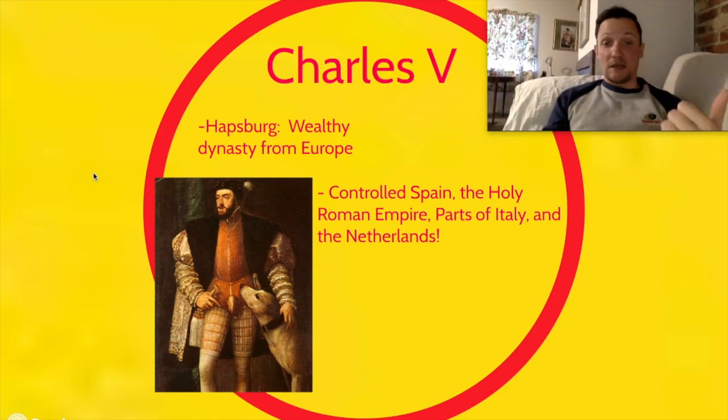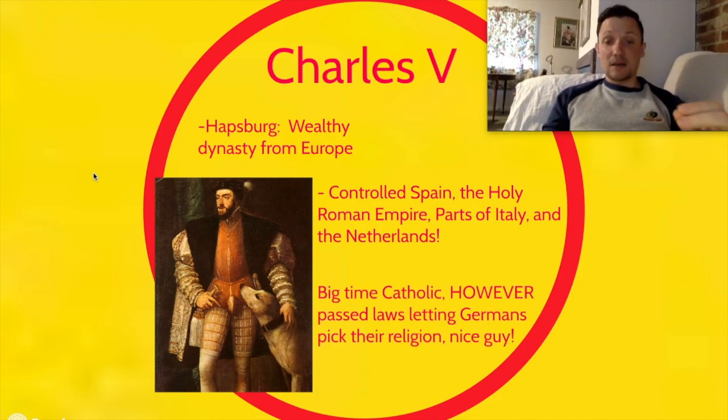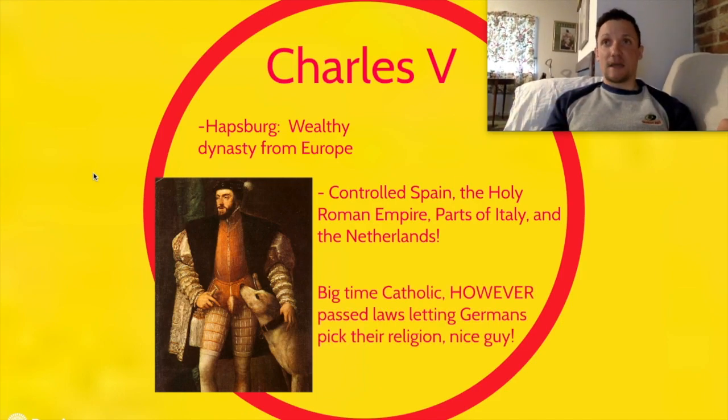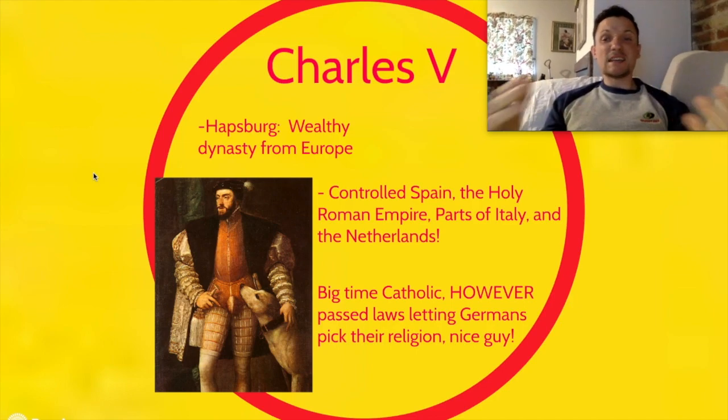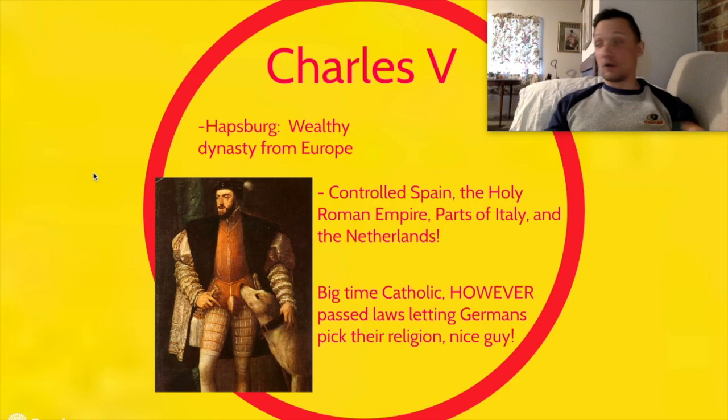He controlled Spain, the Holy Roman Empire, parts of Italy, and even the Netherlands and Belgium and different areas like that. So, big-time Catholic, huge Catholic. However, write this down, he is the Holy Roman Emperor when Martin Luther is performing the Reformation in the Holy Roman Empire, right?